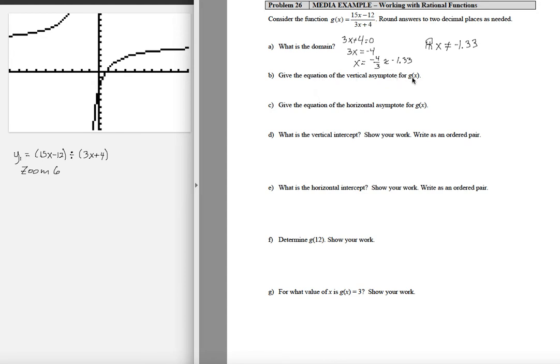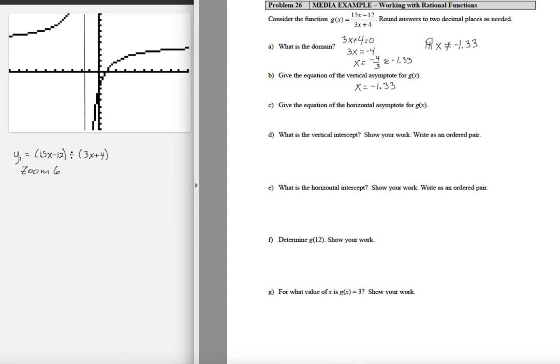Give the equation of the vertical asymptote, which I get for free from the domain. The equation of the vertical asymptote is the vertical line that passes through the value for x we found in part A that's eliminated from the domain. So if I go to my graph and I look at negative 1.33, which is about right here, I can draw a vertical line that goes through that, and that's going to be my vertical asymptote.